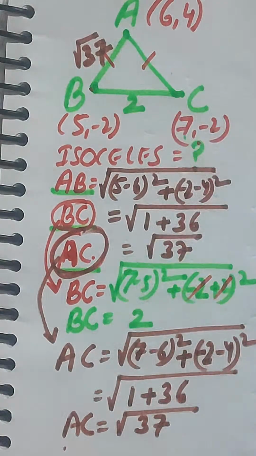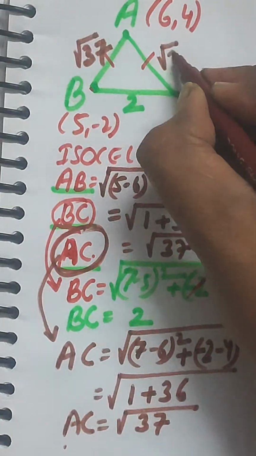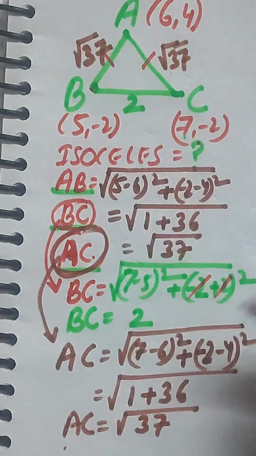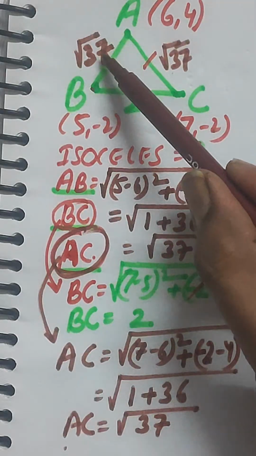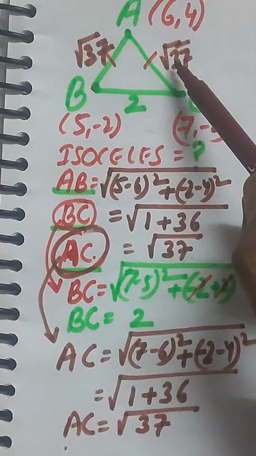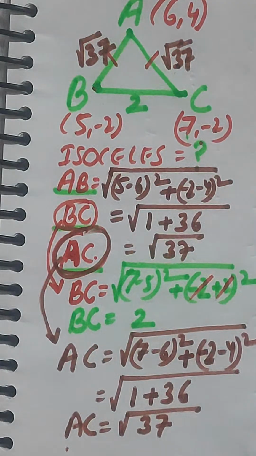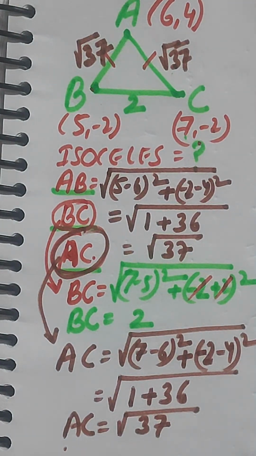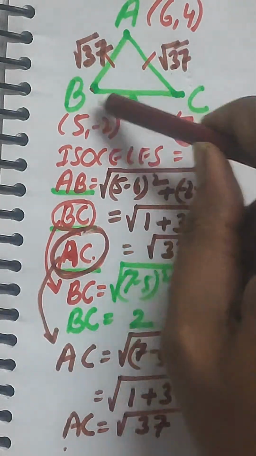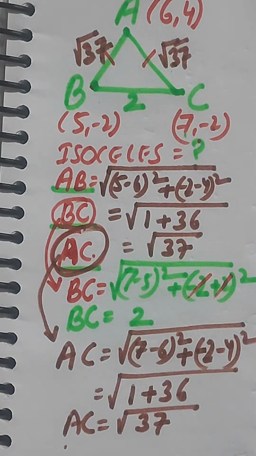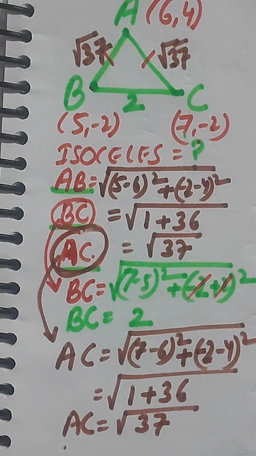So here you can see AC is calculated as root over 37. Don't go into the values, but root 37 and root 37 means AB is equal to AC. That means you proved that the given triangle is isosceles, right? And the given triangle is isosceles, and we need to find the length of the median through A.